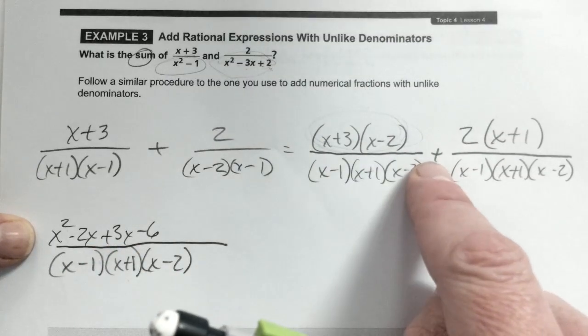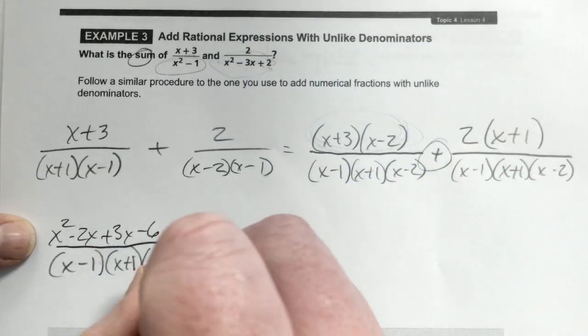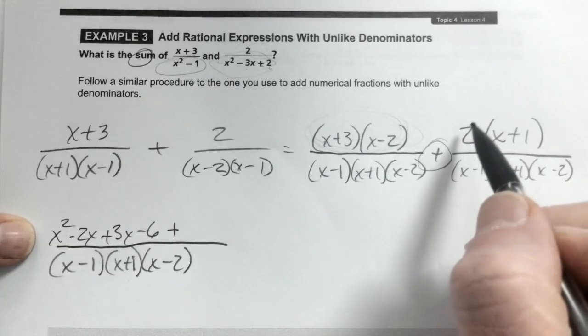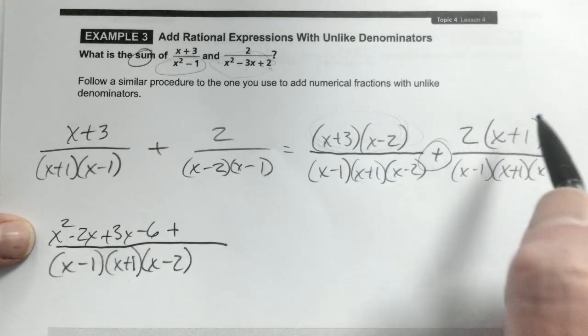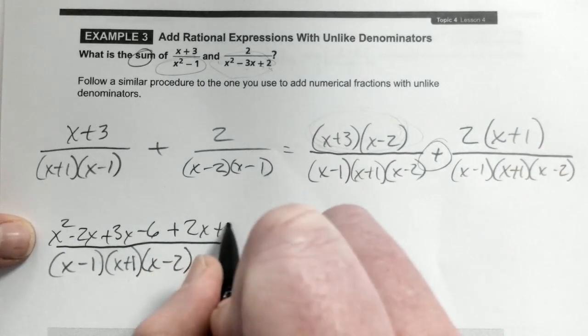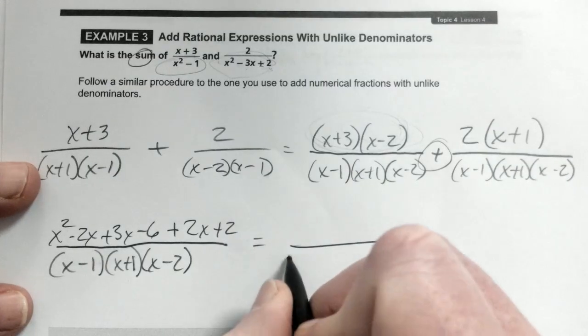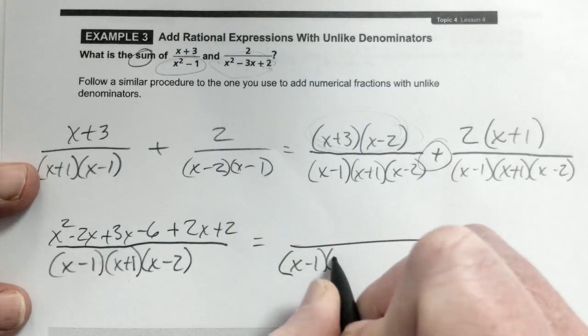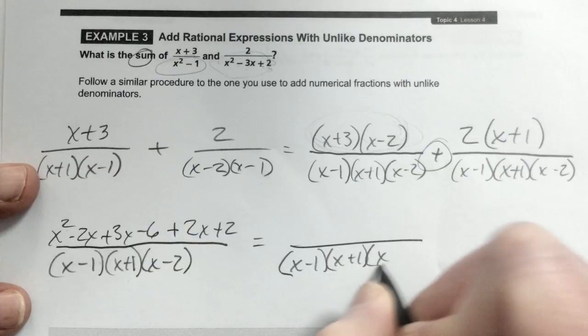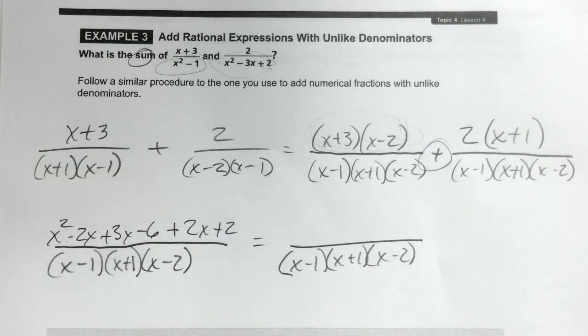Now we're going to add. Distribute that 2 through. We get 2x plus 2. And now, I just combine like terms in my numerator, and I should be good to go. So, the denominator, x minus 1 times x plus 1 times x minus 2. Nothing's changed there. When we combine like terms in the numerator, what's the first one going to be?